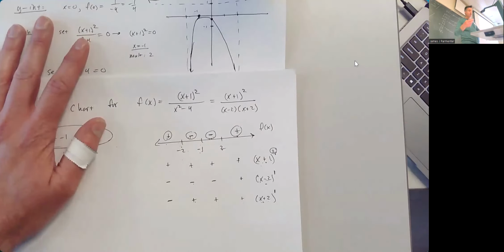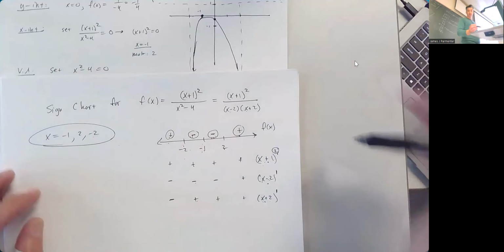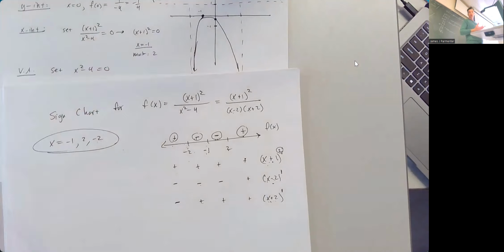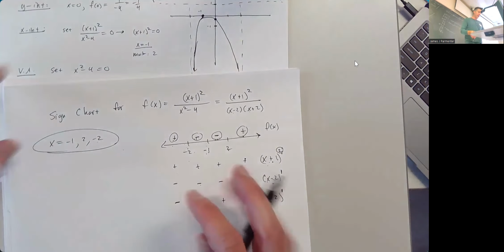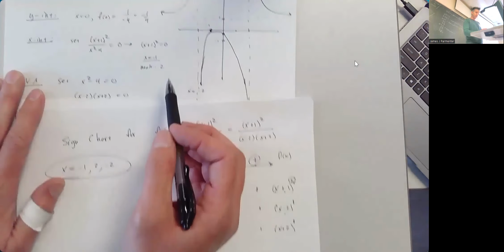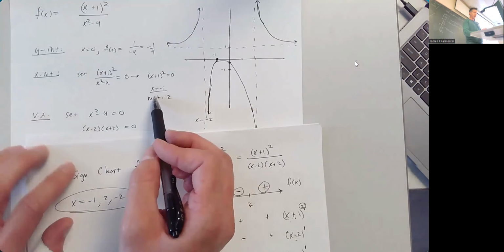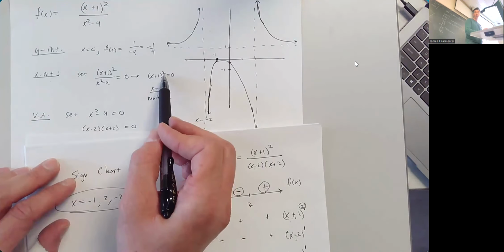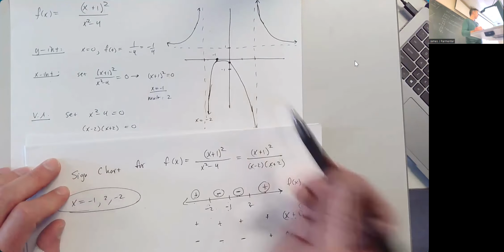Can you explain the multiplicity of 2 that I said way back when? It is just the power on the factor that value is coming from. So when I said that x equal to -1 has a multiplicity of 2, it's because that x equal to -1 came from setting x plus 1 squared equal to 0. The square is the multiplicity.